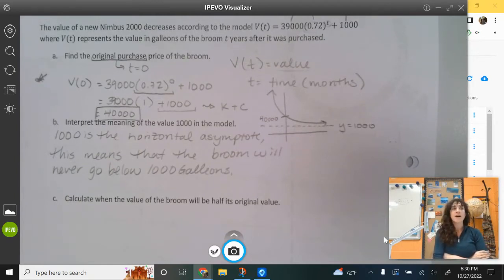A classic example is that if I put my coffee cup on the table, it'll eventually hit room temperature and won't go below room temperature. Now, the horizontal asymptote for that exponential model will be the room temperature, which we'll see in later problems. And so technically your mathematical answer is that it will never reach room temperature, but we know in the applications of this, that's not true, that it will eventually reach room temperature.